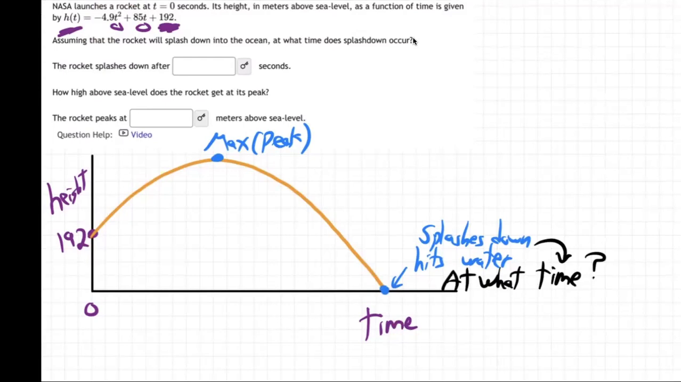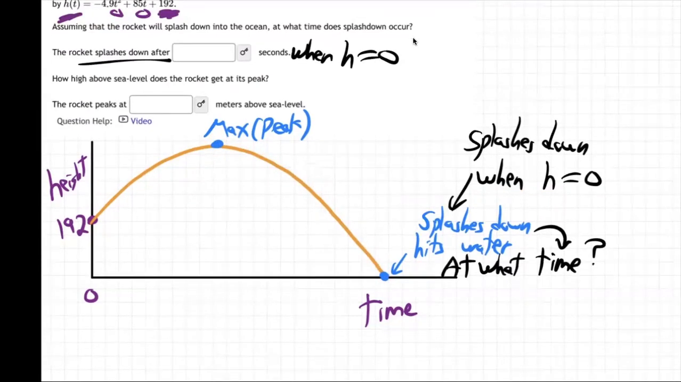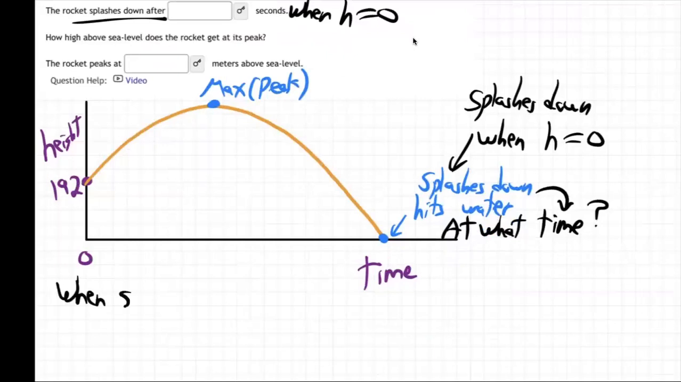Well, notice it splashes down when the height is 0, right? When it hits right here, its height is 0. Right here, the rocket's at its maximum height. When it splashes down and hits the water, its height is 0. So it splashes down when the height is 0. So if we want to find when it splashes down, h is going to be 0.